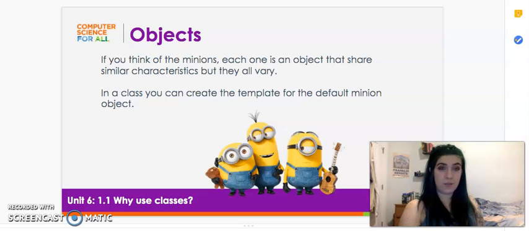One really basic way to think about objects is to think about minions from the thousands of movies that have been made about minions.